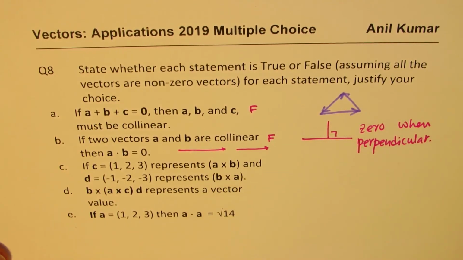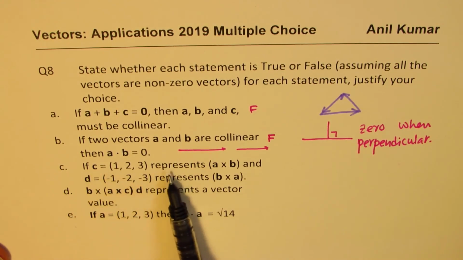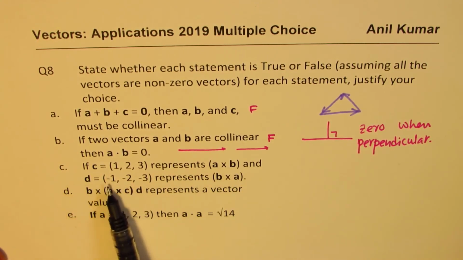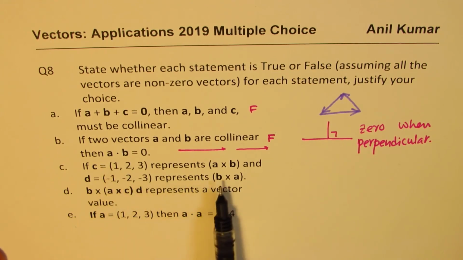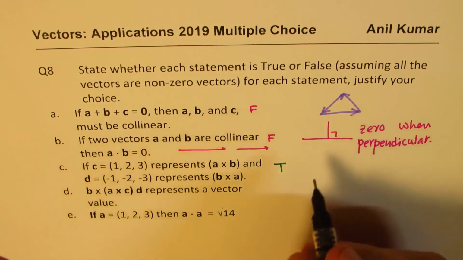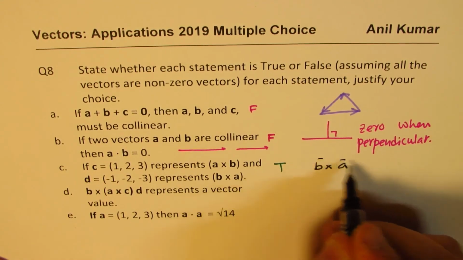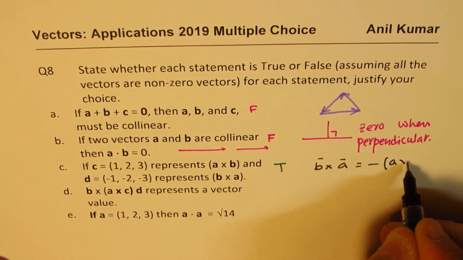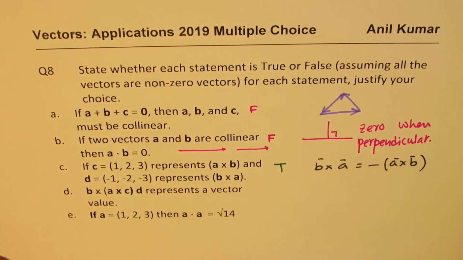Clear? C. If C represents A cross B, and D, which is the negative of this, represents B cross A. That is true, right? Because A cross B and B cross A are negatives of one another. So that is true because B cross A is equal to negative of A cross B. Therefore it is true.